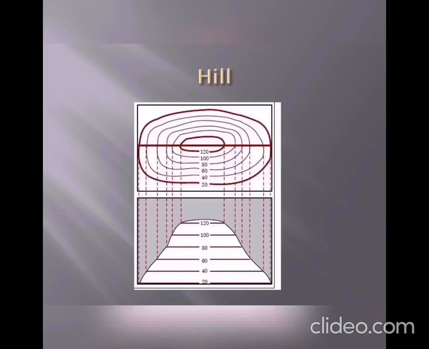Hill. A hill is a landform that extends above the surrounding terrain. A conical hill or a mountain is shown on a map by drawing contours that are evenly spaced in the form of concentric circles, and the value of contour increases towards the center.